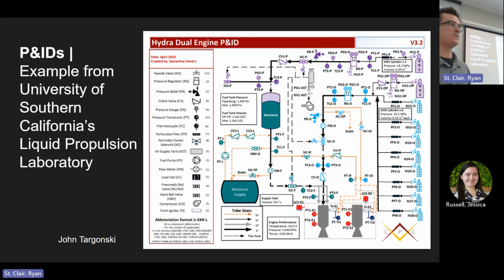And if you take it step by step, you can really start to understand how these systems are laid out. And you can also start to understand some of their concerns when they're designing it. So, why do they have these particulate filters here?